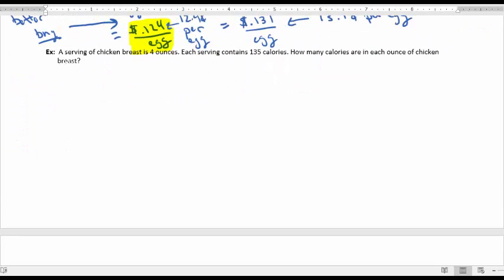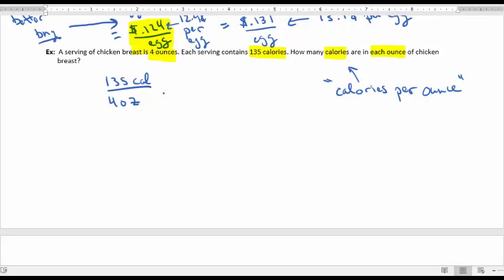And then last one with this chicken breast. A serving of chicken breast is 4 ounces. Each serving contains 135 calories. How many calories are in each ounce of chicken breast? So they're asking you how many calories in each ounce. So here they want you to give this result in calories per ounce, which means that the calories is going to go on the top, and the ounces are going to go on the bottom. So you have 135 calories and 4 ounces.